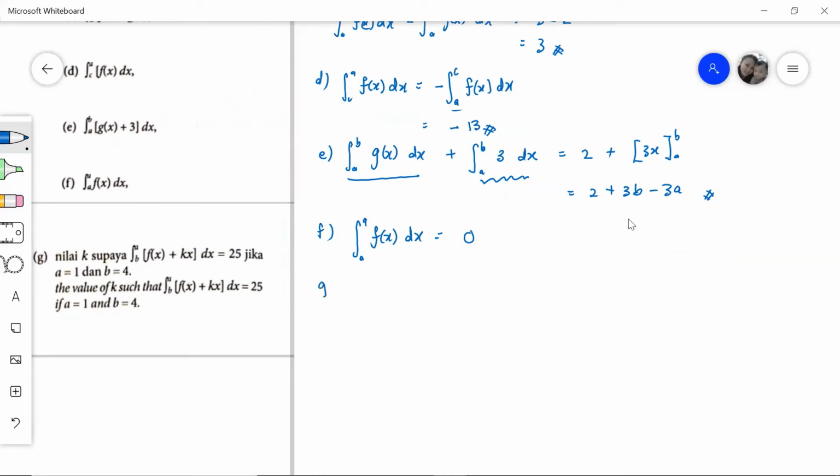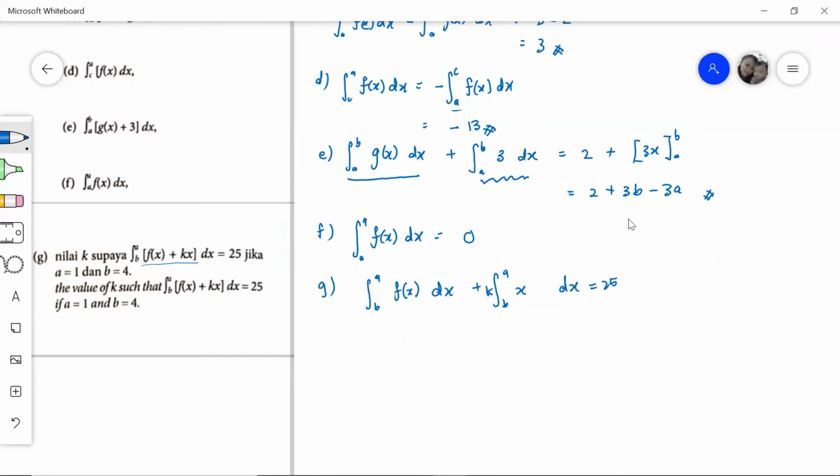And then G. All right, we have to find the value of k such that the integral from b to a of this equals 25. So let's write it down. Okay, b to a of f(x) plus kx, split it into two definite integrals, b to a f(x) plus b to a kx dx equals 25. The coefficient, basically, we can just put outside. So we just integrate the x only.